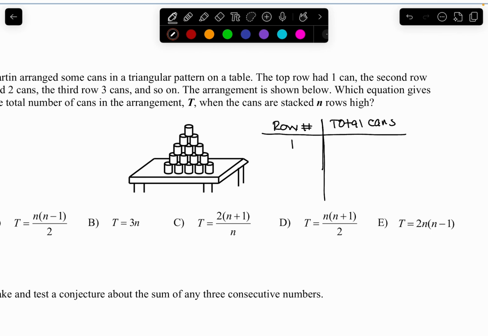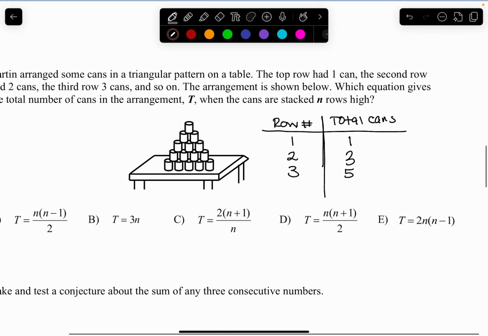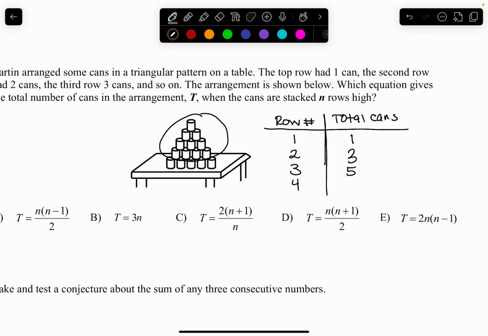In row 1, how many total cans do you have? You have 1. Now, once you add on row 2, how many total cans do you have? You have 3 total cans. When you add on row 3, how many total cans do you have? 6. When you add on row 4, how many total cans do you have? 1, 2, 3, 1, 2, 3, 4, 5, 6. Oh, it would help if I could count.